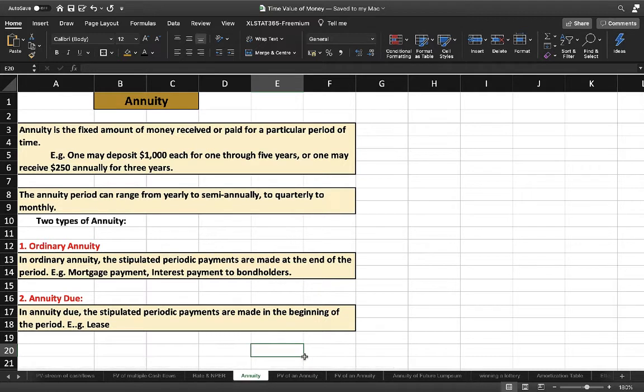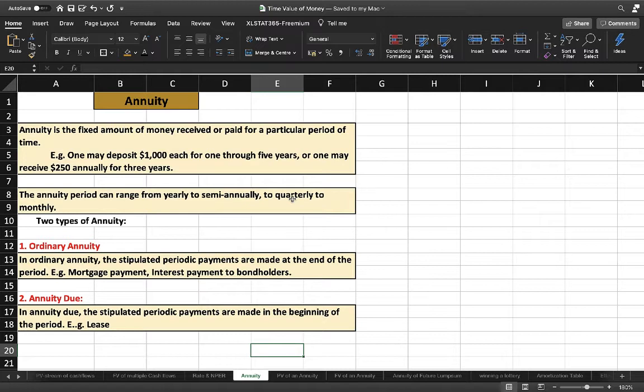So the annuity period can range from yearly, that is once a year, to semi-annually, that is twice a year, to quarterly, that is 4 times a year, to monthly, that is once a month. In other words, annuities are continuous series of stipulated amounts of money paid or received over a stipulated time period in future. So there are two types of annuity.